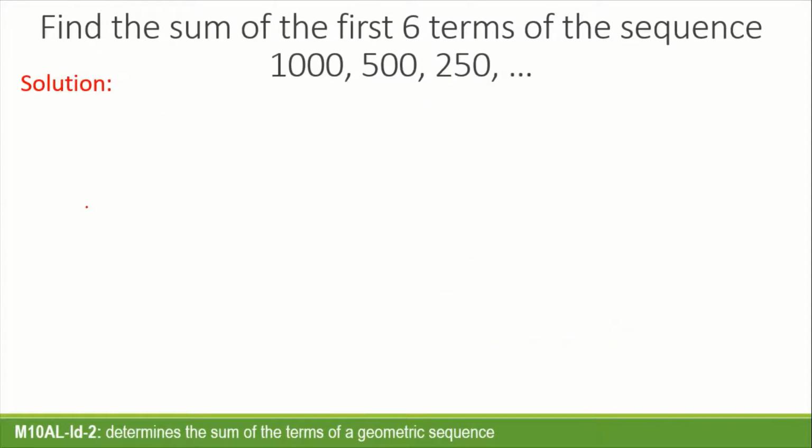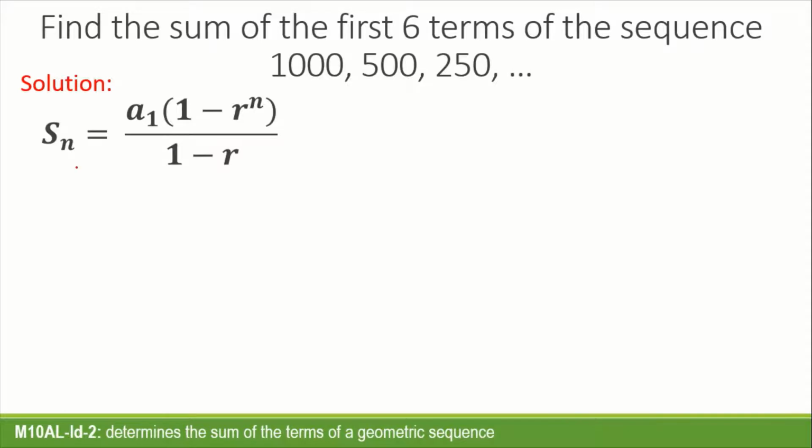Let's have another example. Find the sum of the first 6 terms of the sequence 1,000, 500, 250, and so on. Identify muna natin ang common ratio para alam natin kung alin doon sa mga formulas kanina ang gagamitin natin. So, 500 divided by 1,000 o kaya 250 divided by 500. So, the common ratio is 1/2. Gagamitin natin yung first formula kasi diba ang condition doon, if the common ratio is not equal to 1, so we use the first formula. Okay?